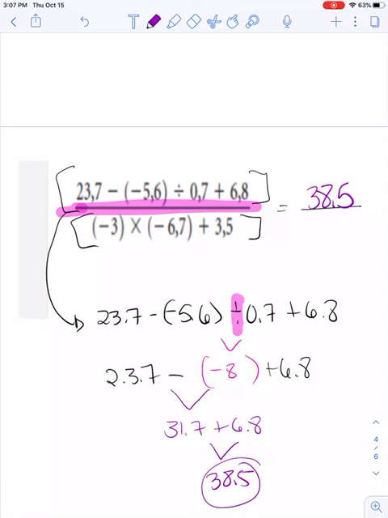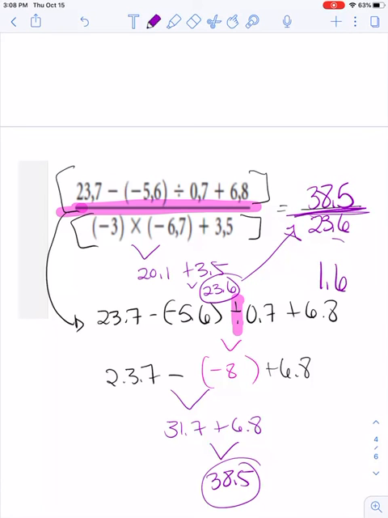Then we're going to do the bottom bracket. -3 times 6.7. That gives me 20.1 plus 3.5. That gives us 23.6. This answer goes here. And now the last step, we need to be dividing. That gives us 1.6.